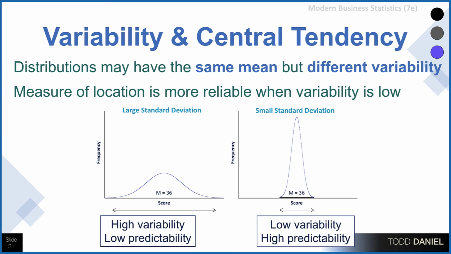And we're going to talk some more about variability and central tendency. Two distributions may have the same mean, but different variability in their numbers. So a measure of location, the mean, the median, the mode, we'll focus just on the mean for right now, is more reliable when variability is low and the scores are very consistent. How then can we measure variability?